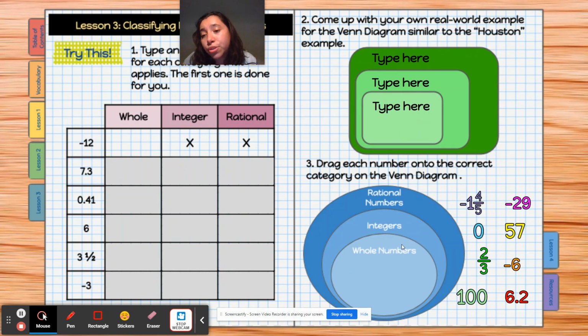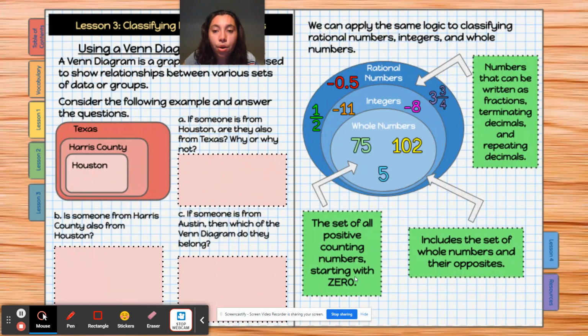Drag each circle to the correct Venn diagram category. So whatever -1 4/5 is, you'd put it in each category, just like we have over here. So use these diagrams to help you.